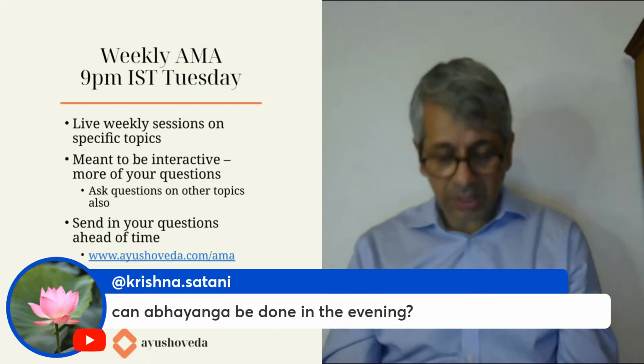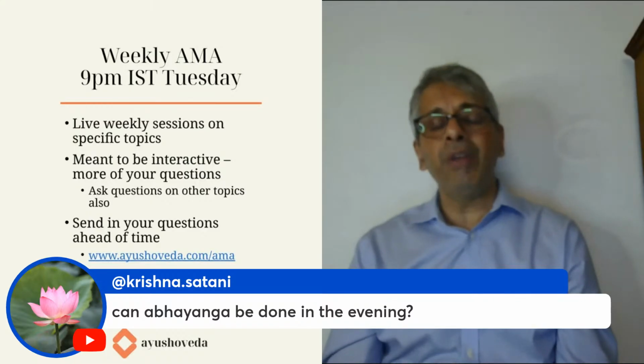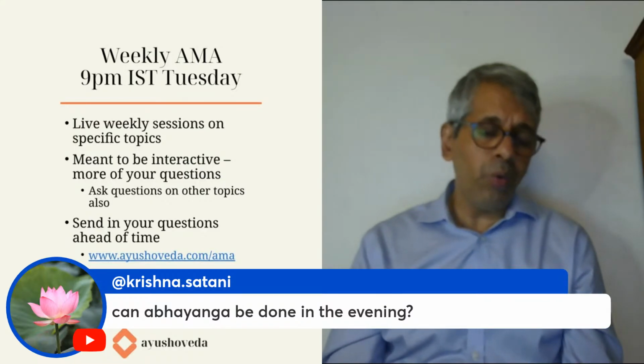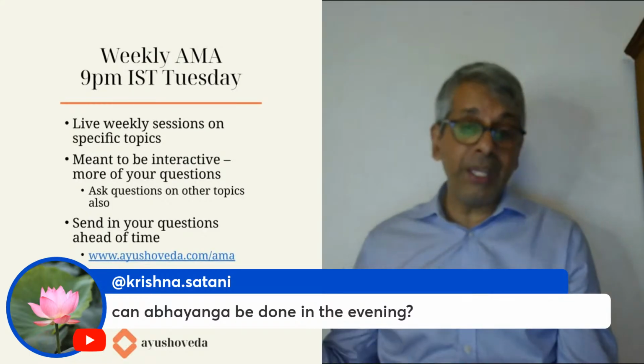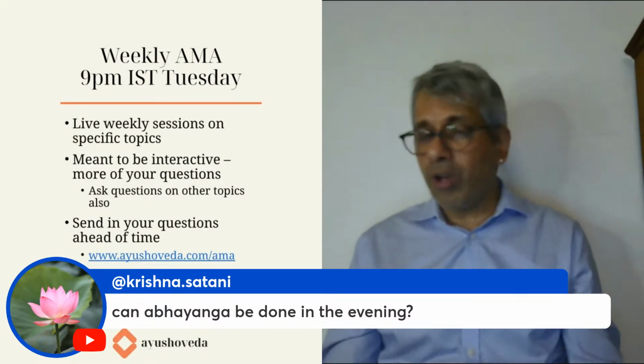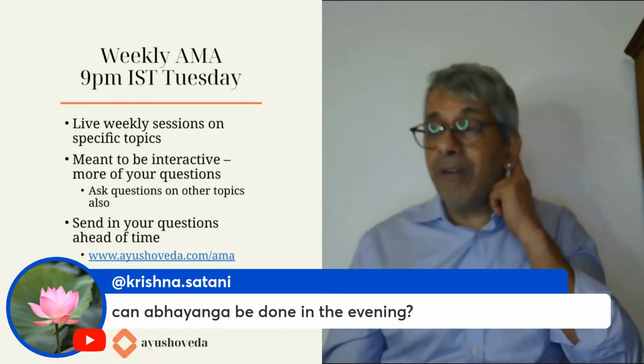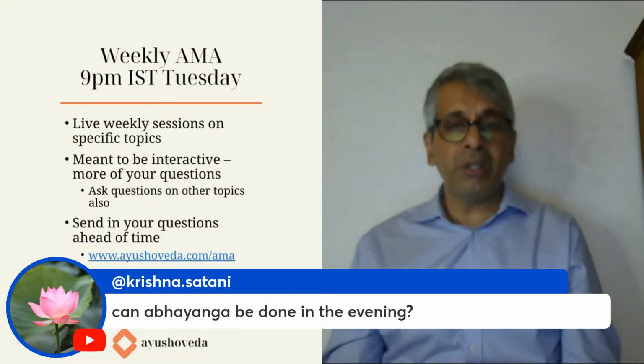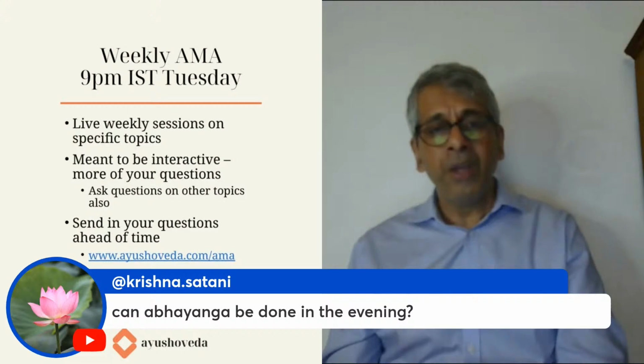Can Abhyanga be done in the evening? Yes, Abhyanga can also be done in the evening, but I don't want you to do it too late into the evening. Maybe 4 o'clock, 4:30. After you have had your lunch at about 1:30, wait for about 3 hours, and at 4 or 4:30 you can go for an Abhyanga.